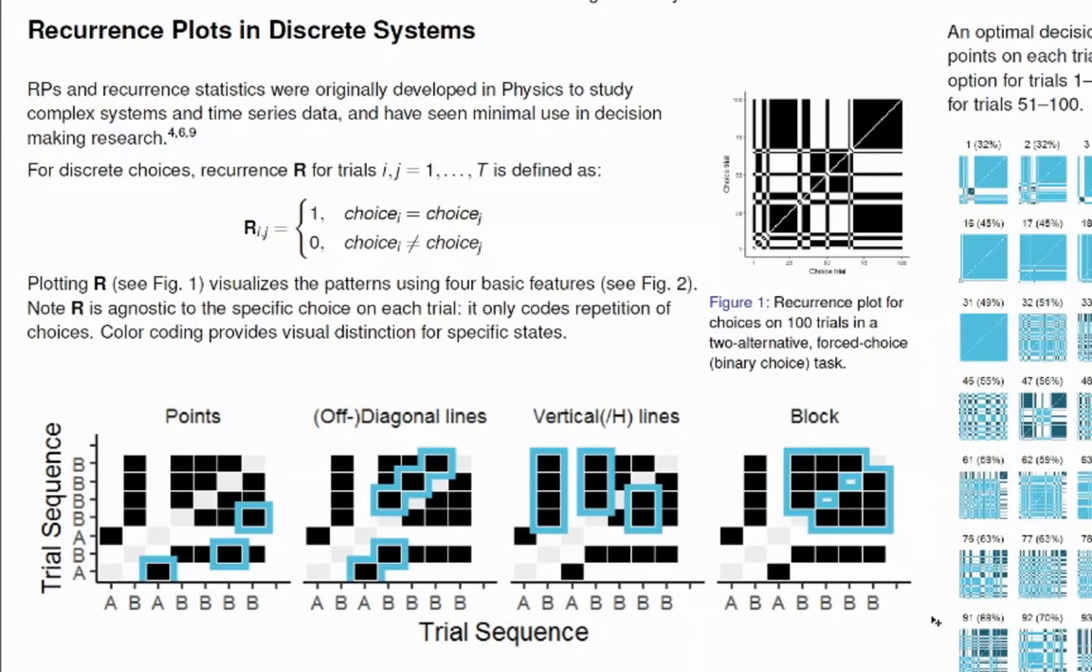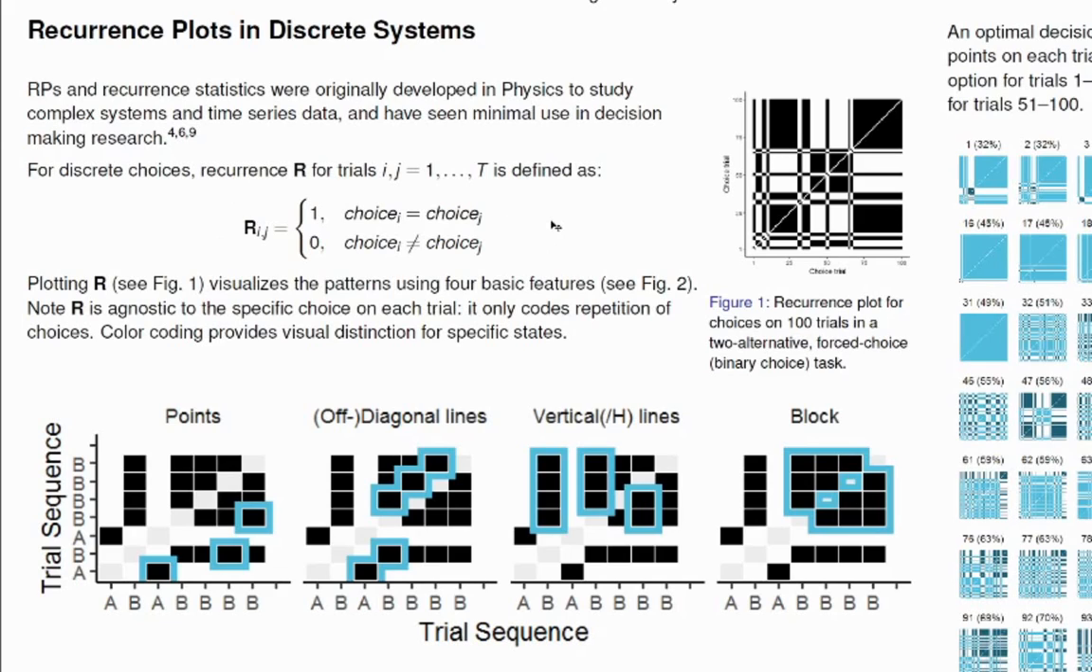RQA is an approach composed of recurrence plots and recurrence statistics. RQA was developed in physics to study complex systems and time series data, but has seen limited use in psychological and behavioral research so far. The foundation of this analysis is tracking recurrence, whether a particular event repeats in a sequence. In this equation, you can see how recurrence is calculated for a set of discrete event states, for example, whether a participant chose option A or option B.